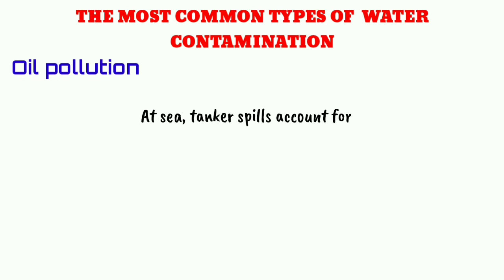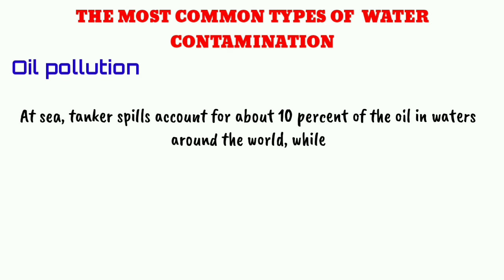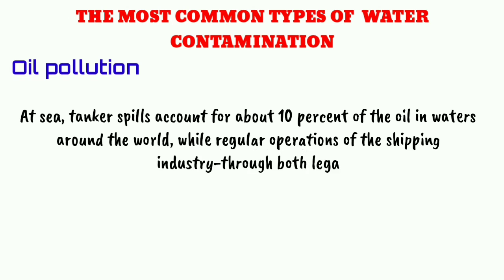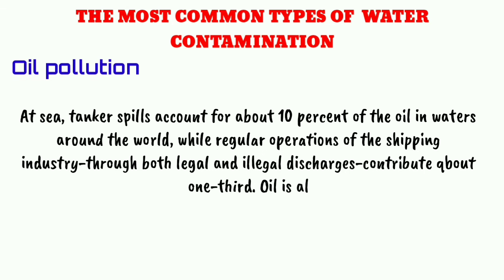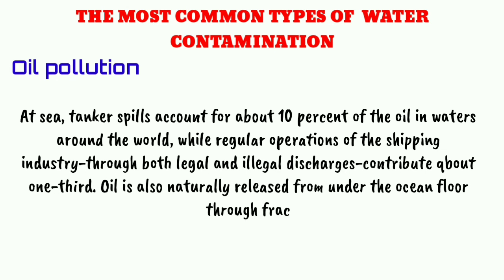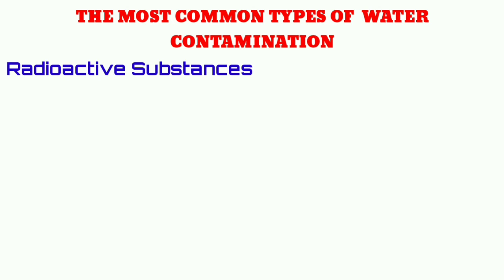Tanker spills account for about 10% of the oil in waters around the world, while regular operations of the shipping industry, through both legal and illegal discharges, contribute about a third. Oil is also naturally released from under the ocean floor through fractures known as seeps.